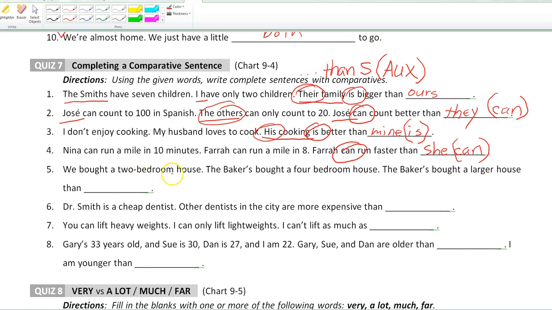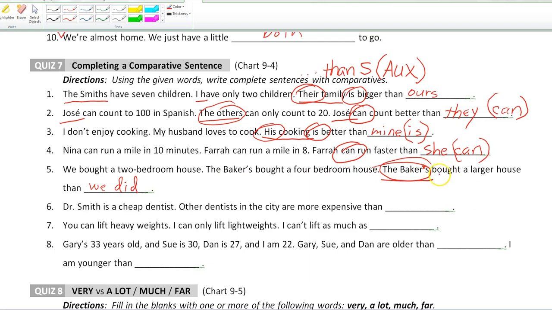We bought a 2-bedroom house. The Bakers bought a 4-bedroom house. The Bakers bought a larger house than, okay, well, what are we comparing? We've got the Bakers, that's the family name. Okay, so we're talking about people. We don't have a house here. Actually, this apostrophe should not be there. That's a mistake. So the Bakers bought a larger house than we did.